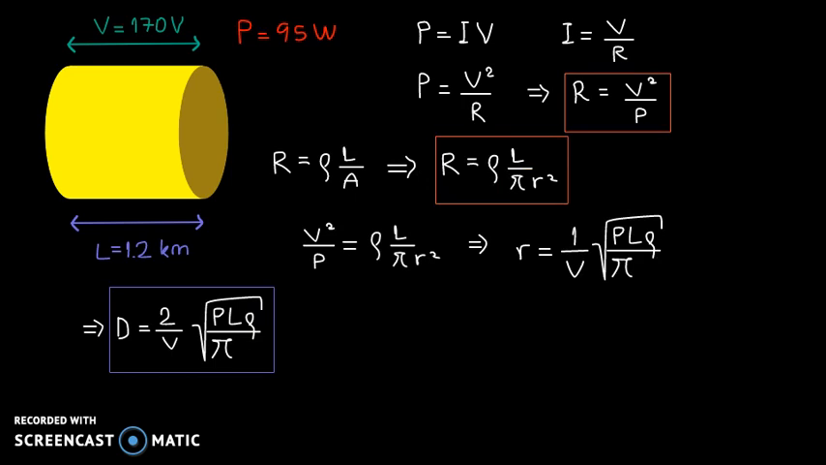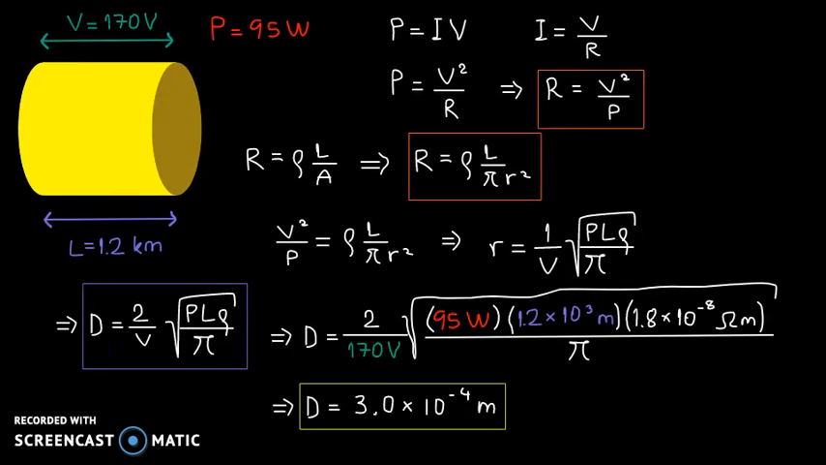Now let's substitute the numerical values and calculate. For the numerical substitution, I looked up the value for copper's resistivity. And here's our result. Keeping two significant figures, we get 3.0 times 10 to negative 4 meters for the cable's diameter. So that's about 0.3 millimeters.